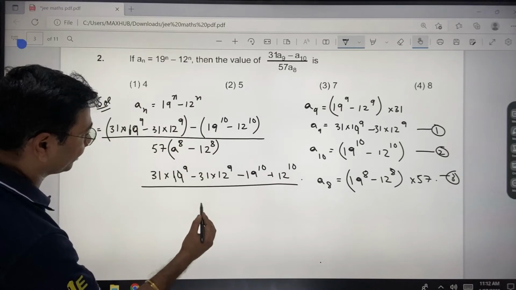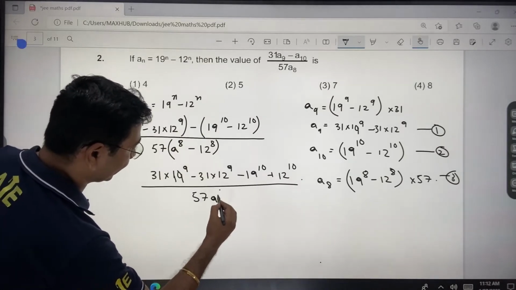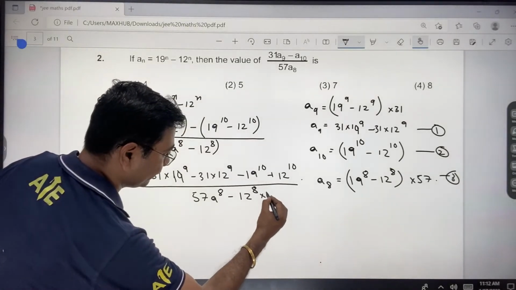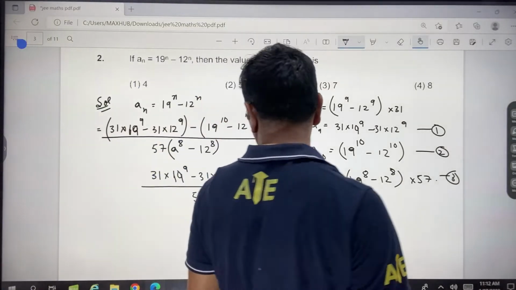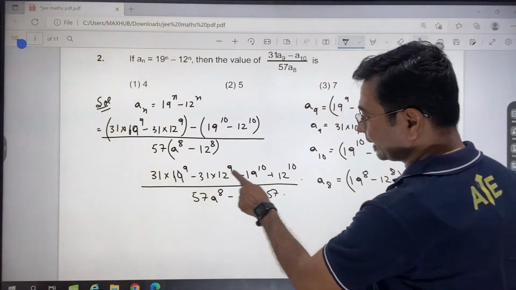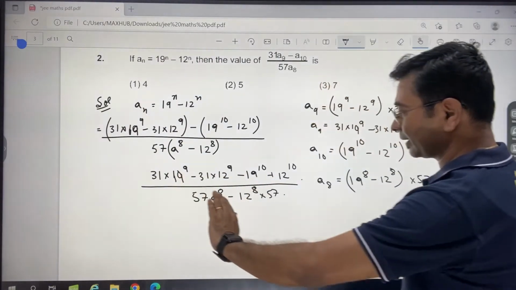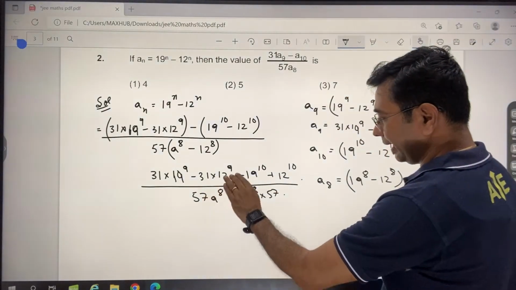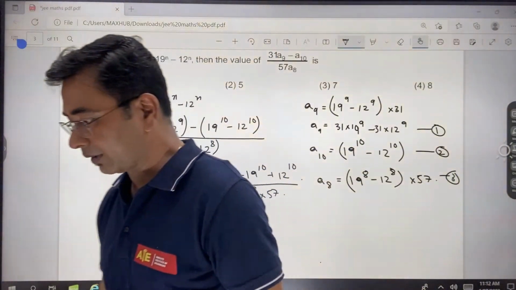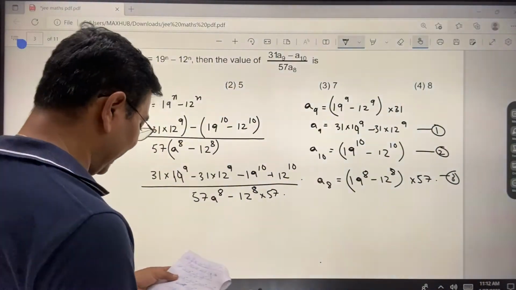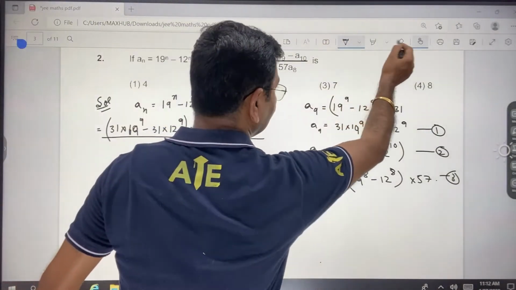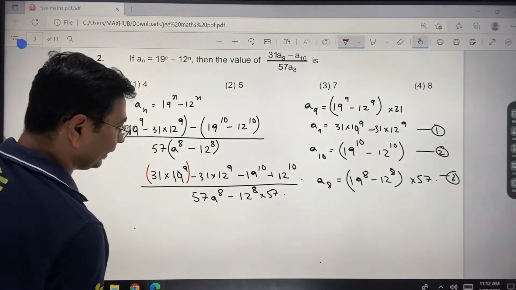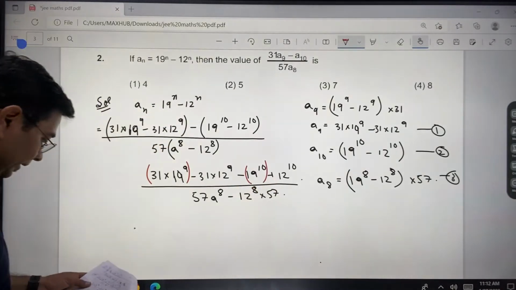Now look at this. This is 57 into 19 to the power 8 minus 12 to the power 8 with a 57 in it. Okay. So now you can see this 19 to the power 10 and 19 to the power 9, they will take common from here, and you can take this 12 and 12 also. Okay, take common and you are going to solve it, right? जब मैं इसको solve करता हूँ तो 19 वाली जो टर्म है, ये वाली, that will be with this term and that will be with this term, right?